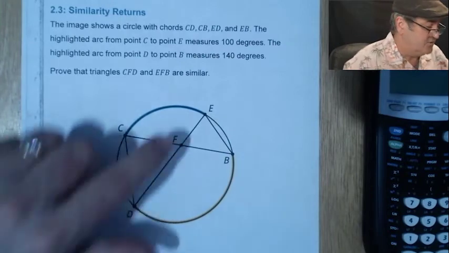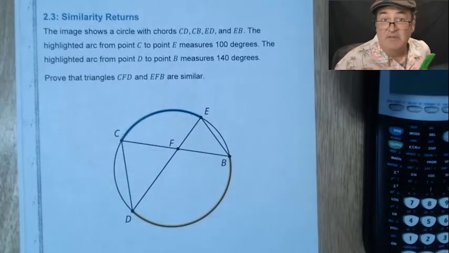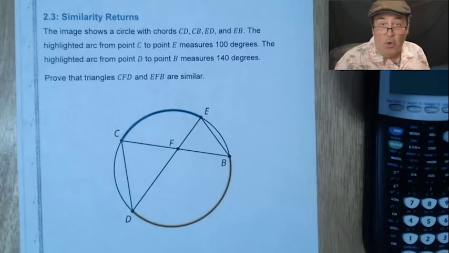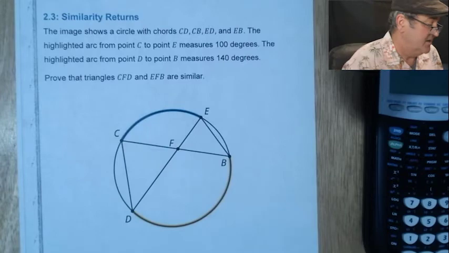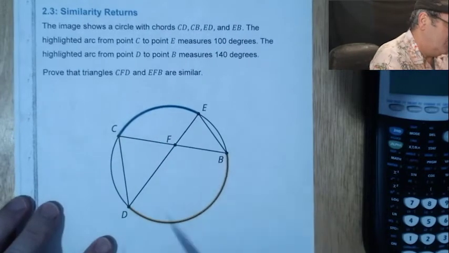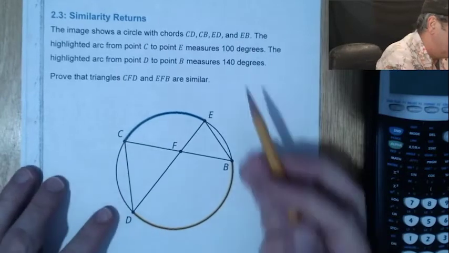So these are short chords, but these are long chords. They still go from one side to another. Technically a diameter is a chord. It's just a straight line segment going from one side to the other. So chords can be short or long. They just have to be straight lines, and the ends are on the circle.